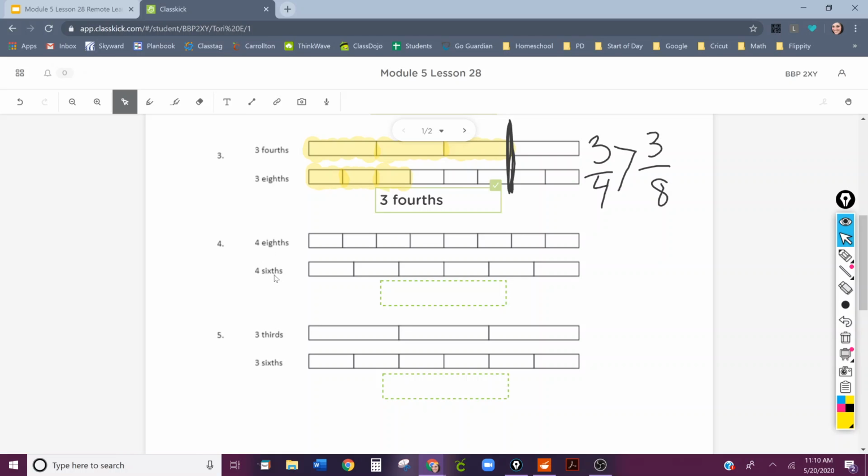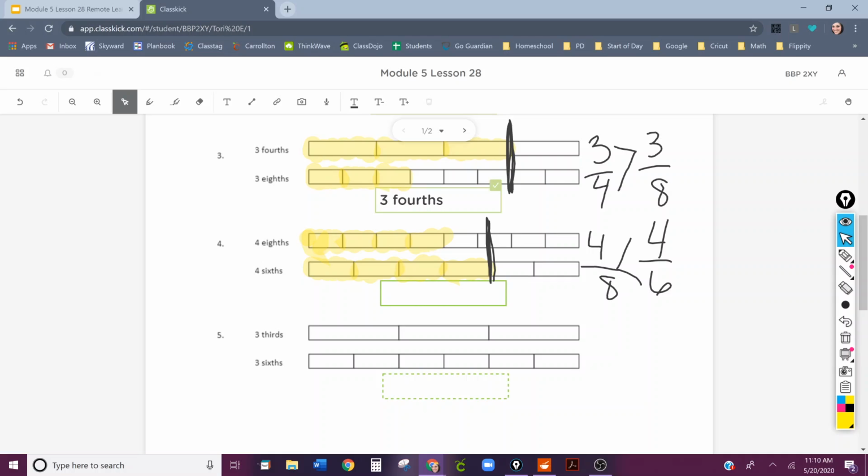Number 4, 4/8 and 4/6. So now I'm shading 4 pieces. 1, 2, 3, 4. I notice that the bottom one here goes farther, takes up more space. That's the larger fraction. I'm comparing 4/8 and 4/6, and I notice that the 4/6 goes farther. That's the bigger one, so my alligator eats the bigger fraction.